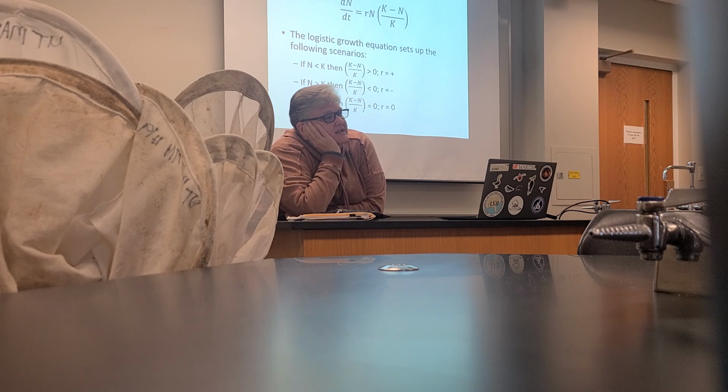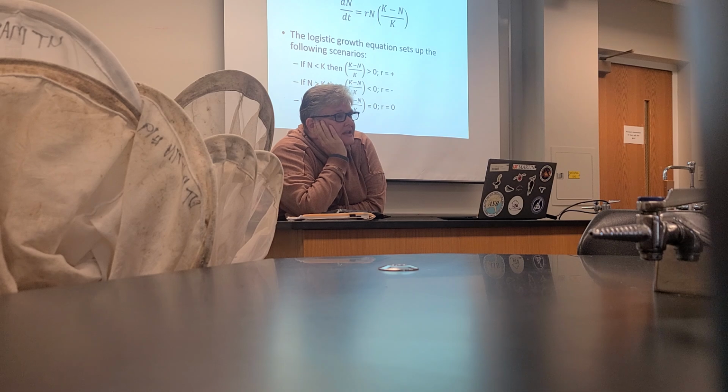If N is greater than K, then you've got a problem. That means the population size is higher than the carrying capacity. There's not enough resources for all of the individuals to share, and therefore your population growth rate is going to be negative. And then if N and K are equal, they're going to zero out each other and cause our growth rate to be 0.